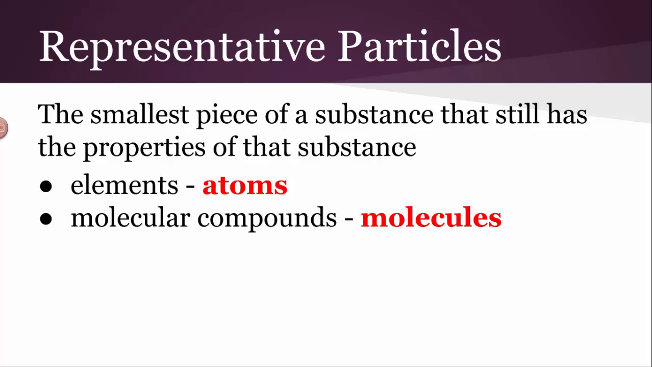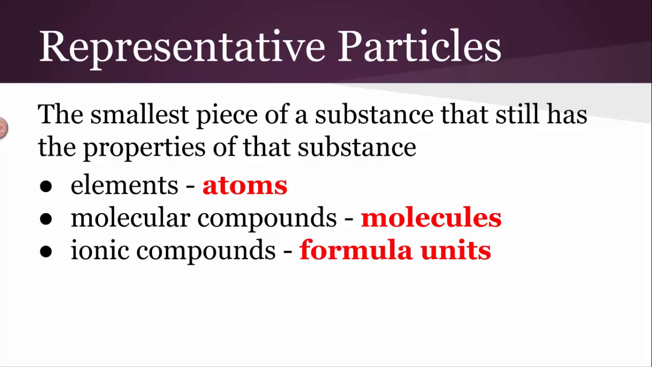If you have a molecular compound, the smallest piece of it that still retains its properties is called a molecule. And if you have an ionic compound, we call the smallest piece of an ionic compound that still has its properties a formula unit. So those are the particles that we'll be using. We won't actually be calling them particles. We'll be calling them either atoms, molecules, or formula units, depending on what type of substance we're dealing with.